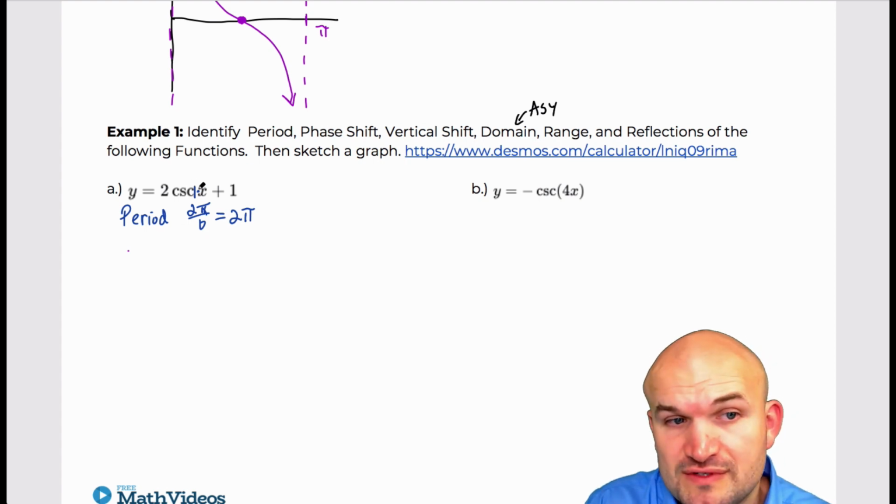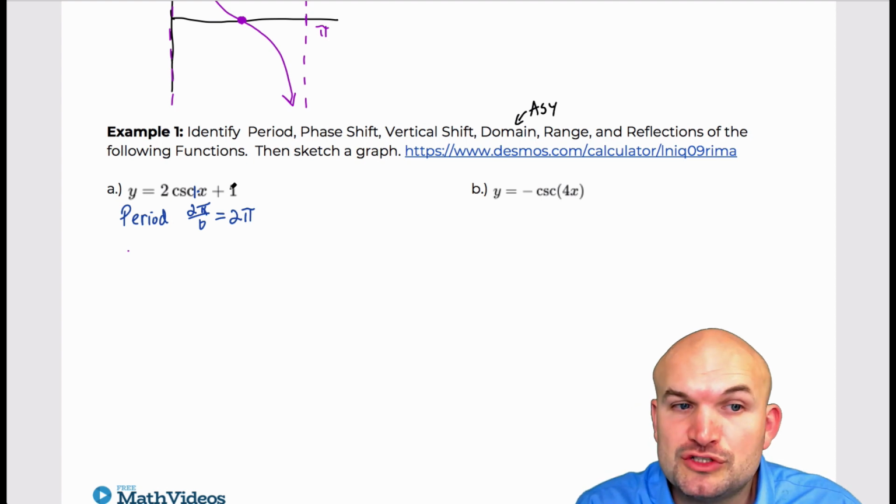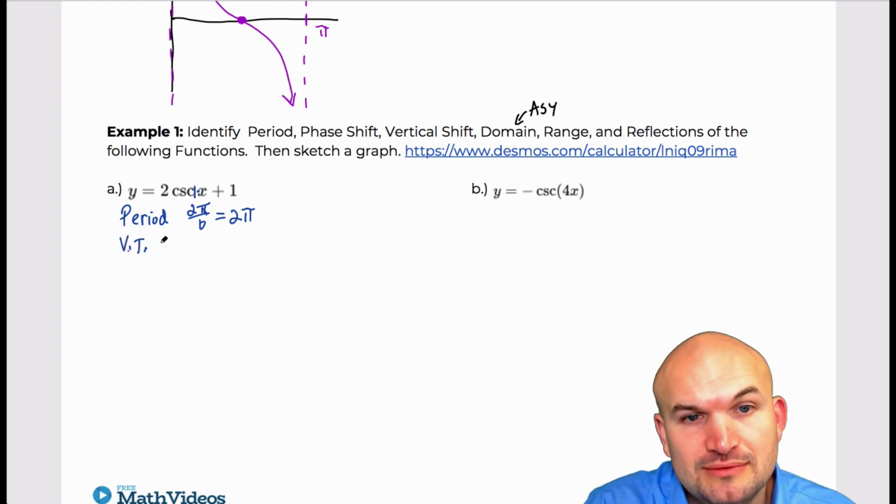Then there is no phase shift, so remember phase shift is adding and subtracting inside the function, but we do have a vertical shift because we're adding a 1 outside, so I'll just abbreviate that with a vertical transformation, and that's going to be up 1.